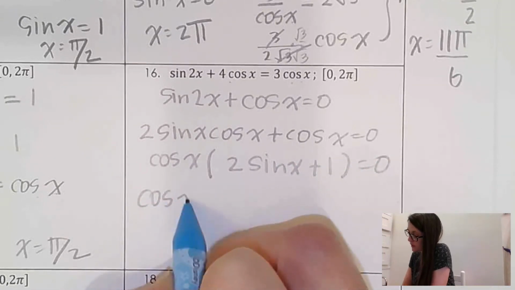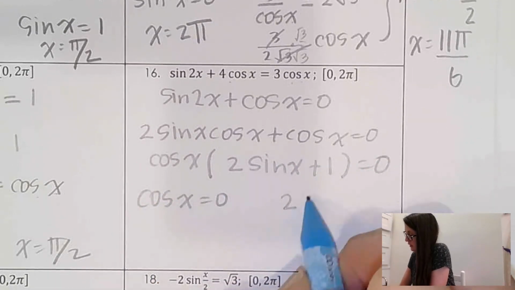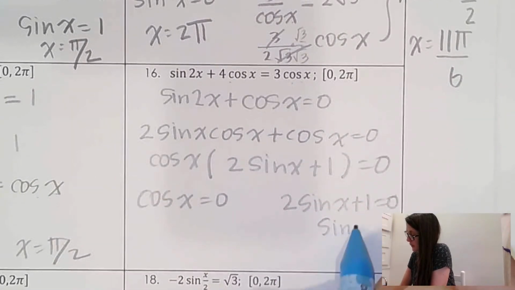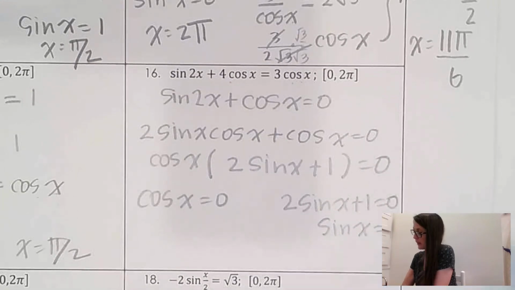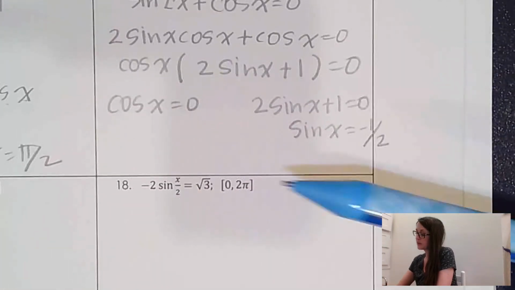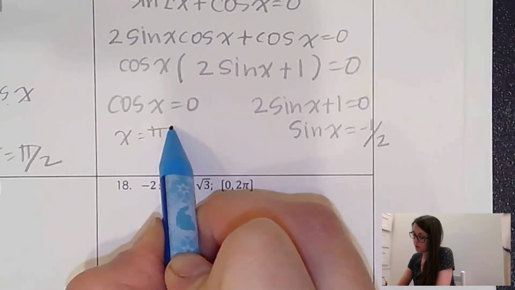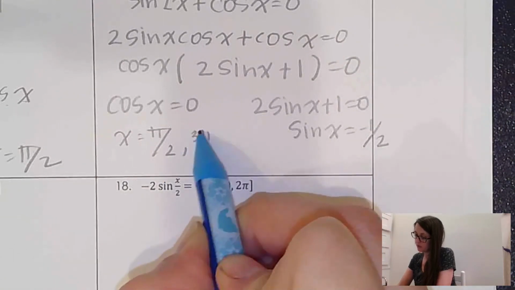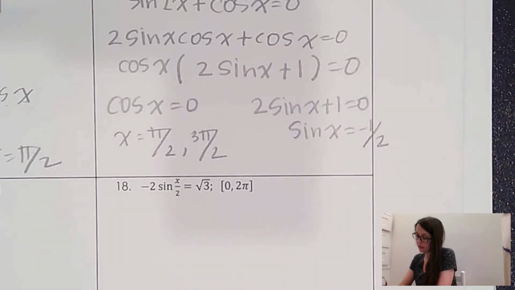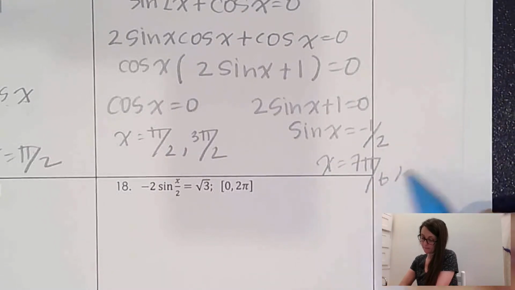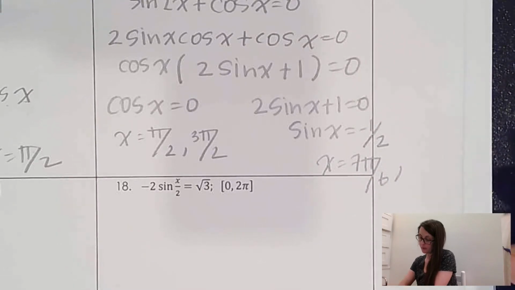So then you'll have cosine of x is equal to 0, and then 2 sine of x plus 1 is equal to 0. So this will be sine of x is equal to -1/2. So where is cosine of x going to be equal to 0? That is going to be at pi over 2 and then 3 pi over 2. And where is sine of x going to be equal to -1/2? So -1/2 is going to be where? 7 pi over 6, and 11 pi over 6.